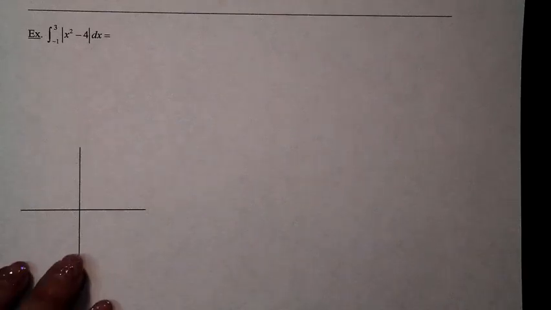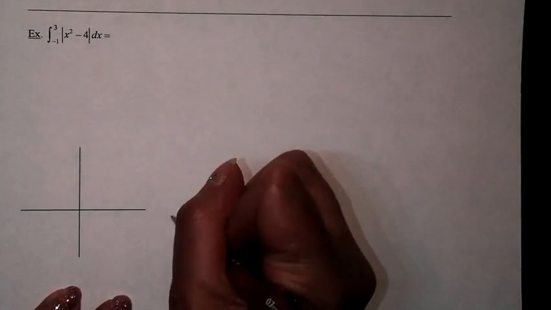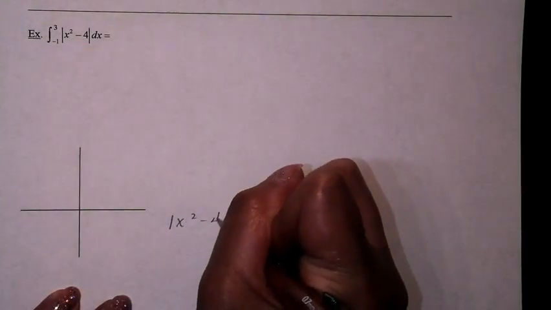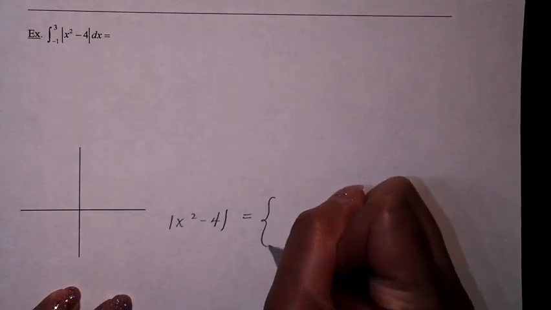Cool. So for this example, you have the integral from -1 to 3, absolute value of x squared minus 4 dx. Again, you have an absolute value. So let's figure out what to do with this absolute value. The first thing that you're going to do here is you are going to have your absolute value here, and you're going to split it as a piecewise function.